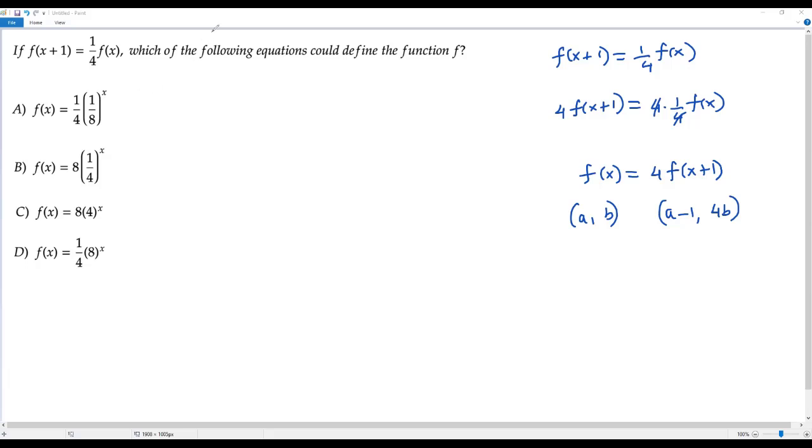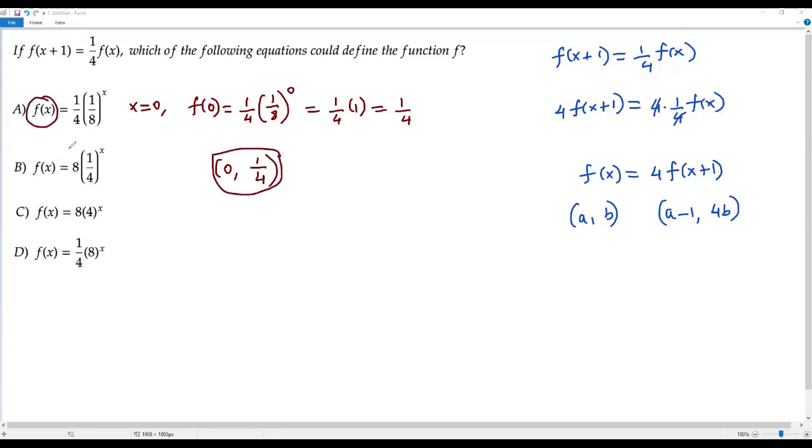So now let's check option A. In option A, for my convenience, I'm going to get a point on the graph of the function f(x). To make the process easier, I'm going to plug in x equals 0 into this function. Let's find the value of f(0). So that is 1/4 times (1/8) to the 0th power. Anything to the power 0 equals 1, so the evaluation of this is just 1. So 1/4 times 1 is just 1/4. So when I plug in x equals 0, the y coordinate is 1/4. So this is a point we have on the graph of f(x) in option A.